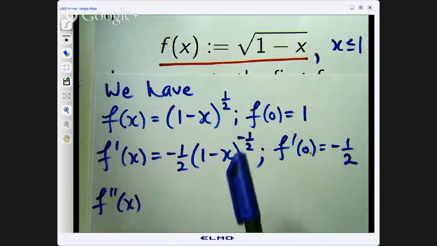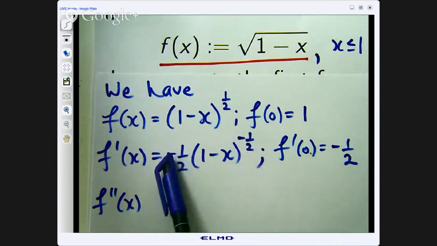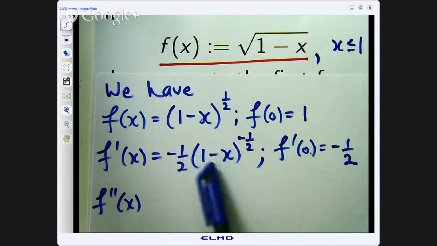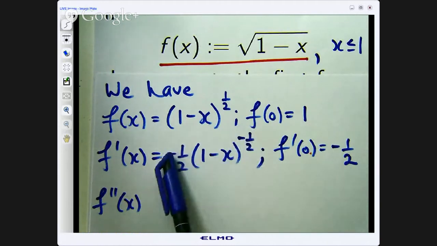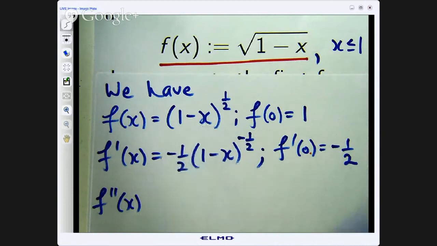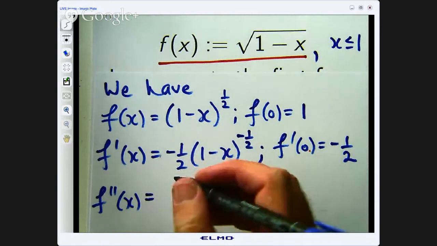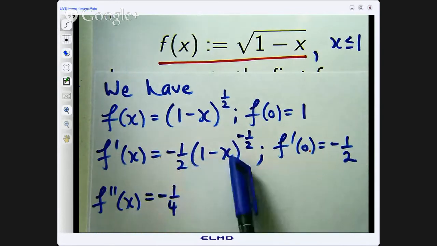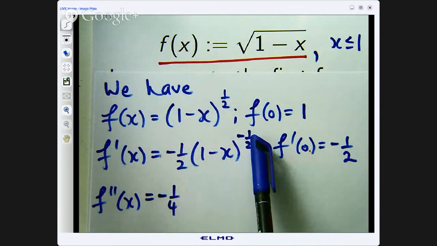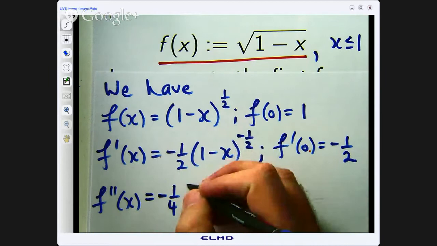Same idea, bring the power to the front, multiply by the derivative of what's in the brackets, and decrease the power by 1. So I'm going to get -1/2 times -1/2 times -1. So that's going to give me -1/4 times x minus 1 to the -1/2 minus 1, which is -3/2.